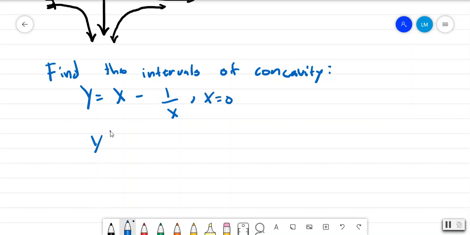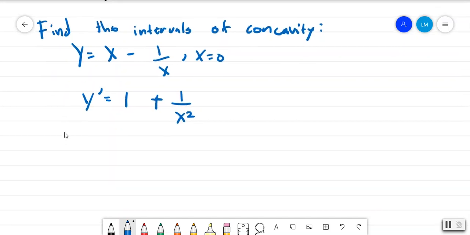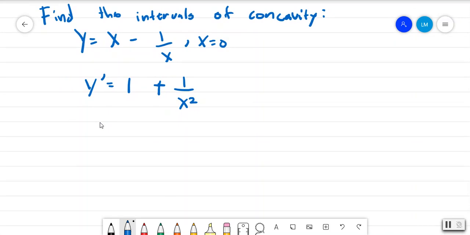Now, I need to find the first derivative, which is 1 plus 1 over x squared. Note that we don't need anything from the first derivative test, so we're just going to go ahead and say, okay, y double prime is equal to negative 2 over x cubed.